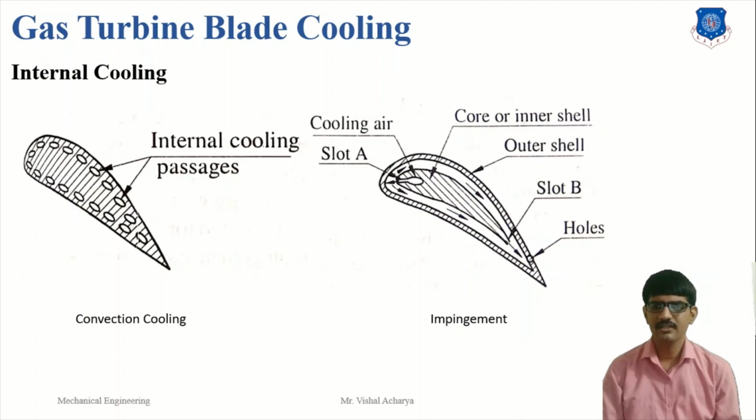In the second figure, the flow of air impinging in a particular manner is called impingement cooling. In this case, the cooling air is first admitted into the inner shell, from which it comes to the narrow and long slots, as shown in figure A and B. The air coming from slot A and slot B impinges on the inner surface of the leading and trailing edge respectively. The air from the slot, after impinging, flows over the inner shell and comes out by the holes provided on the trailing edge.